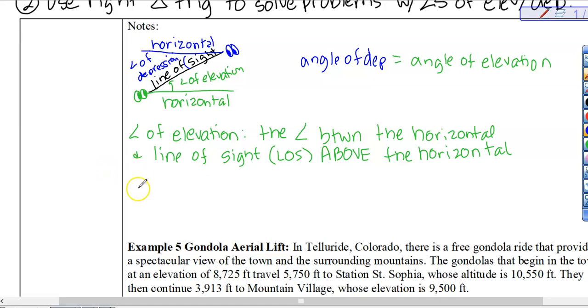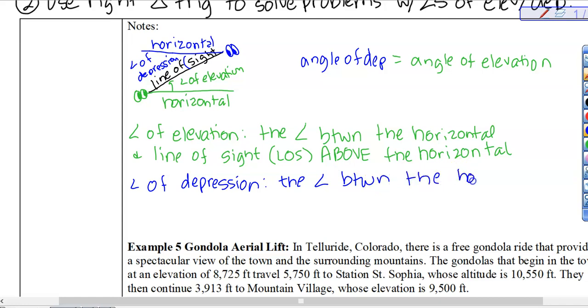Okay, angle of depression. Pass your quiz this week. You will have to definitely know these things. Okay, angle of depression, I bet you can tell me the definition. The angle between the horizontal and the line of sight below the horizontal.